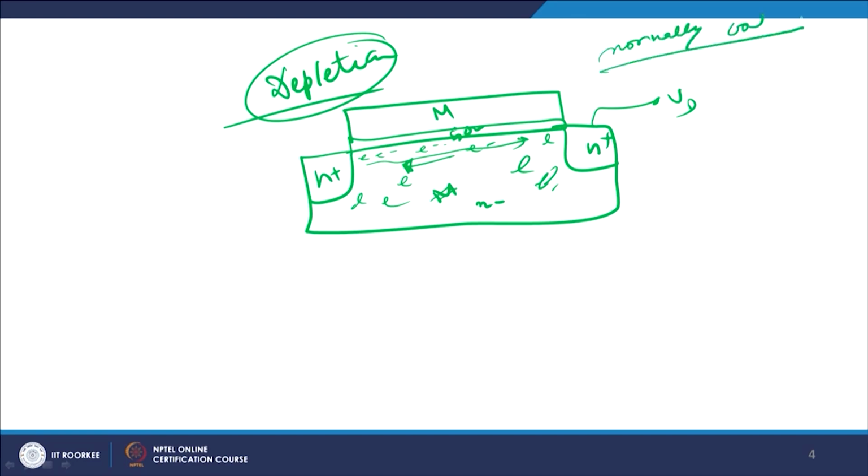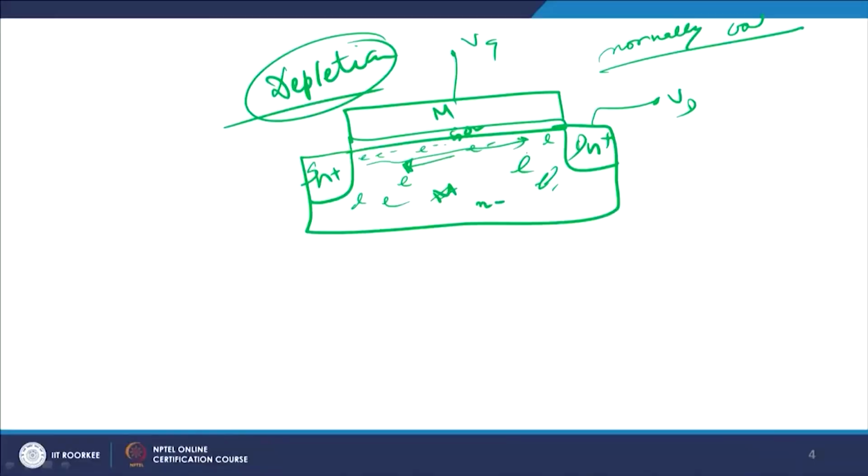Normally on, why? Because even when you do not apply any gate bias Vg, there will be a large number of charge carriers between source and drain. Effectively the number of carriers will be very large, and if you do not apply any gate bias, then all these charge carriers are already near the silicon dioxide interface, and therefore they are helping you to form a current between source and drain. So how will you stop it? You have to give a gate voltage such that, since it is an n type, it should be negative in nature.